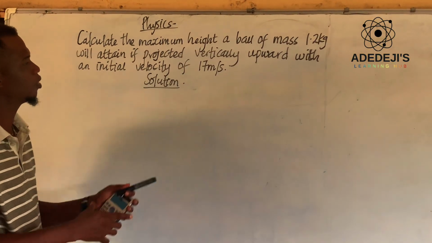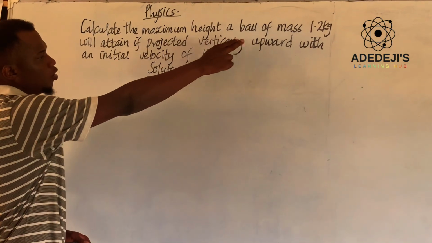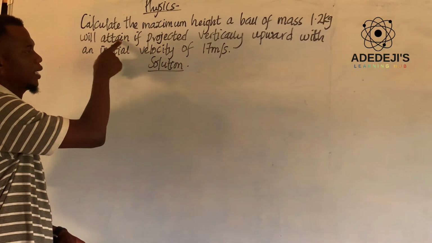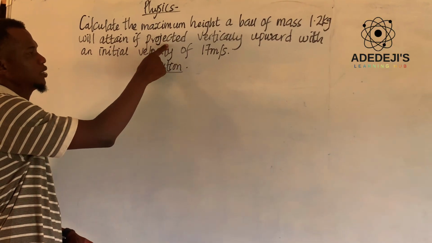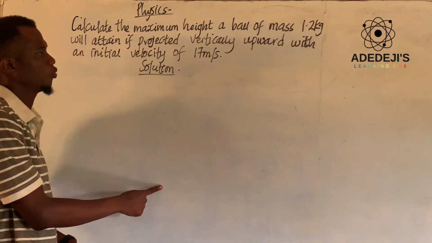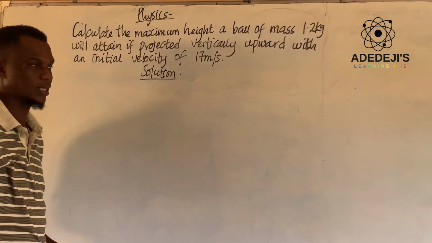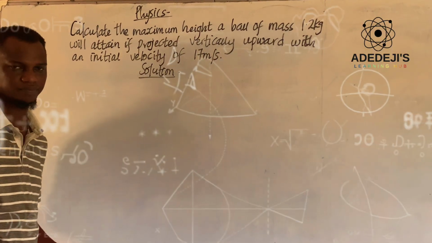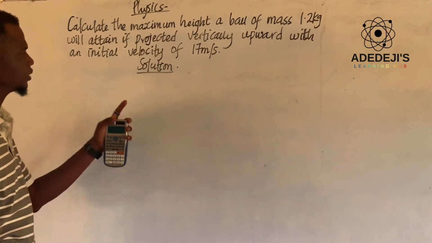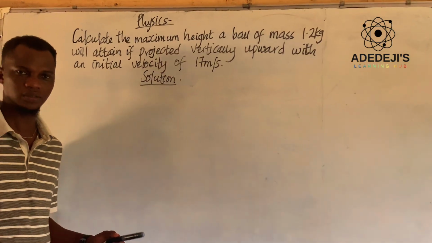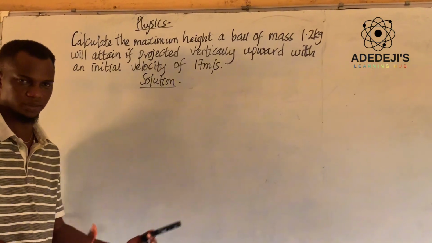Calculate the maximum height a ball of mass 1.2 kg will attain if projected vertically upward with an initial velocity of 17 meters per second. Solution. You need to know again that this question has to do with motion.